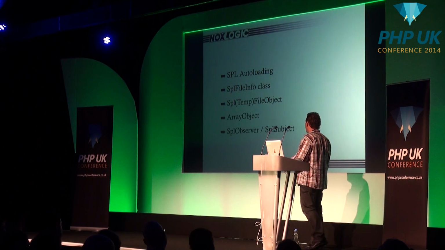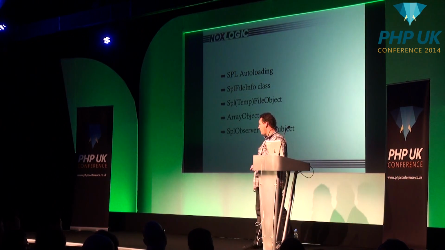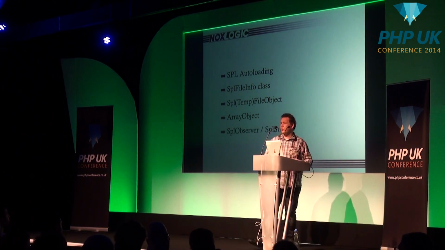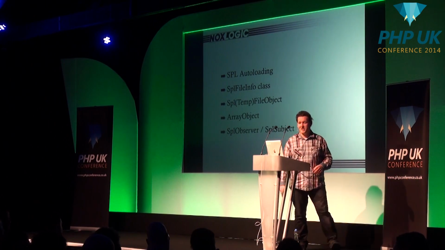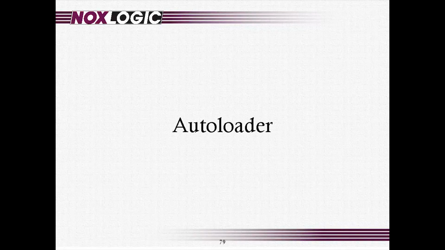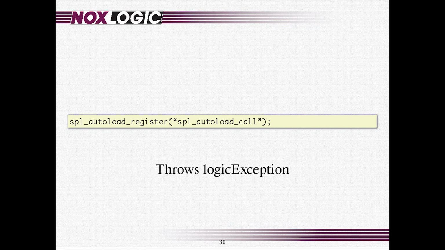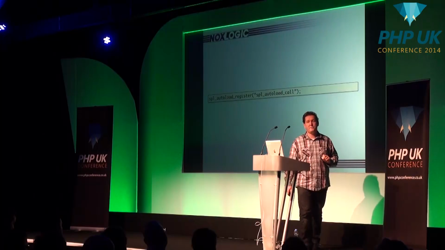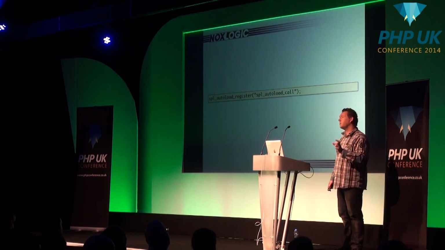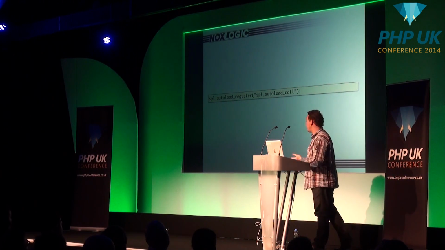And you have something called SplObserver and SplSubject, which are interfaces you could use to implement the observer pattern. Now, autoloader, and this is absolutely my favorite one. There's a function called spl_autoload_register, and you have a function called spl_autoload_call. And spl_autoload is the default autoloader when no autoloaders are loaded, the default one. What would happen if you actually register the default autoloader? Anyone, wild guess?